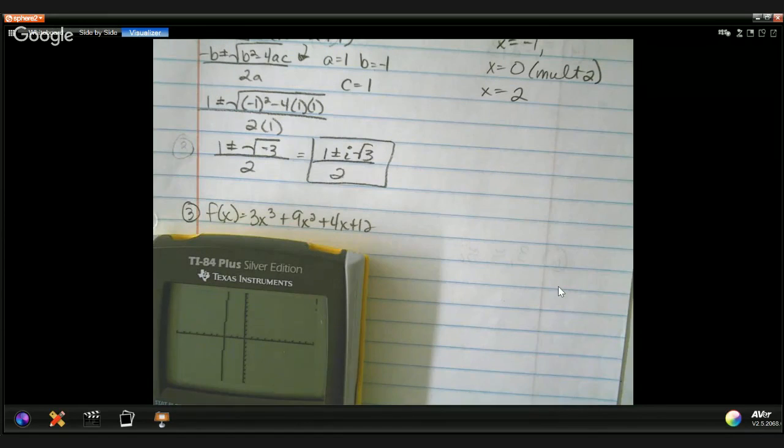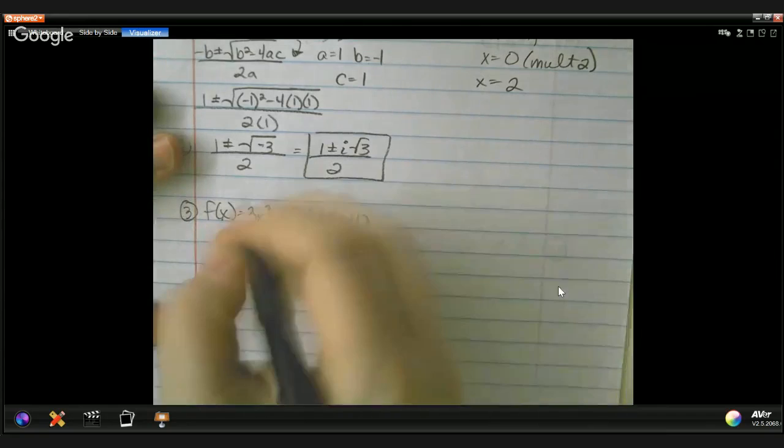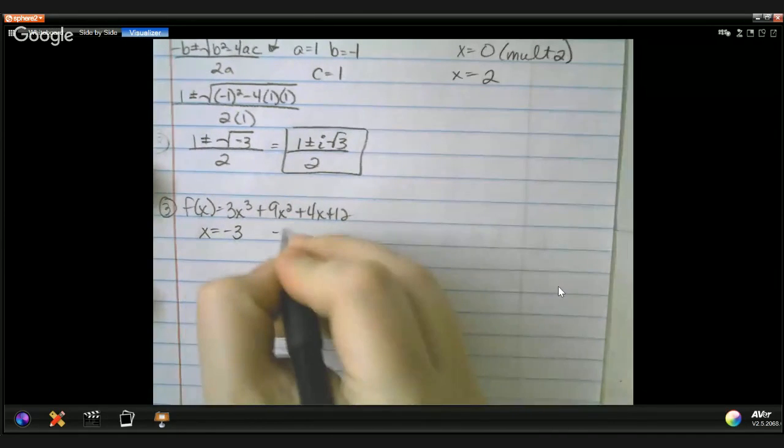Oh, and I found one. That's all we found. We got to go to the table. Let's see, we found it right there, -3. Okay, so I know x is -3. So I'm going to take this and put it in synthetic division.